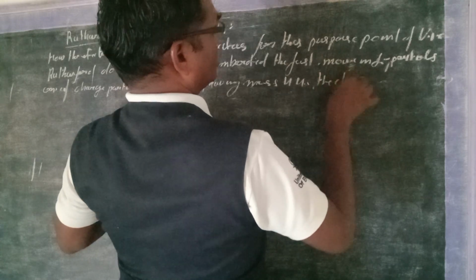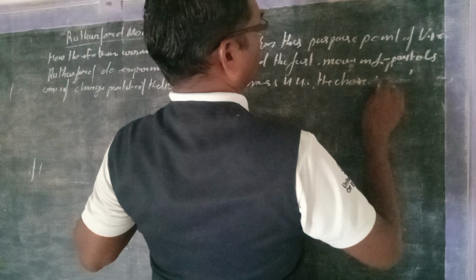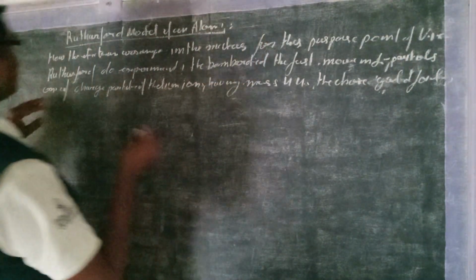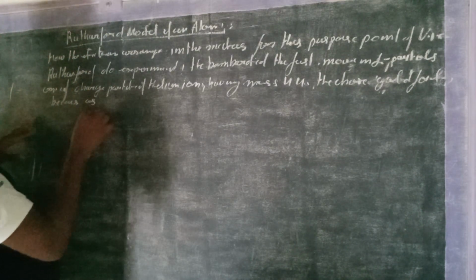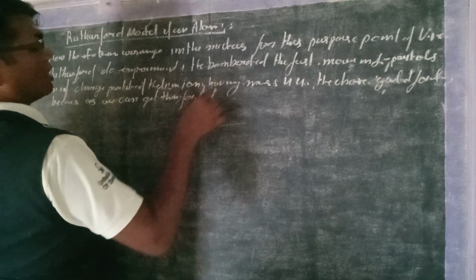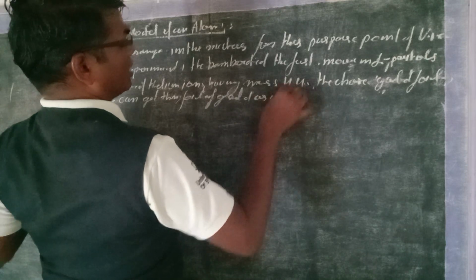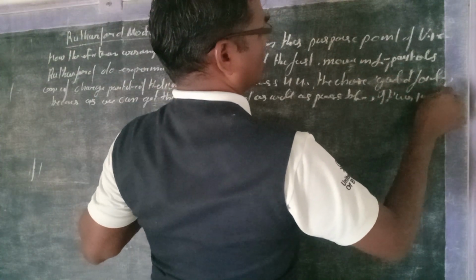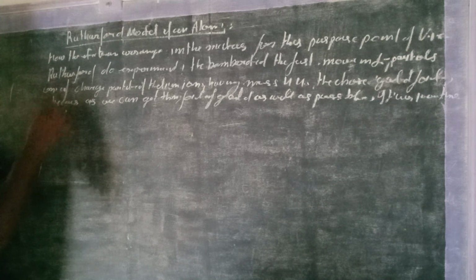He chose gold foil because we can get a thin foil of gold; gold foil can be made as thin as possible, about 10,000 times thin.